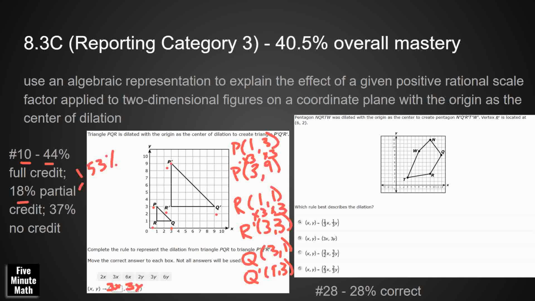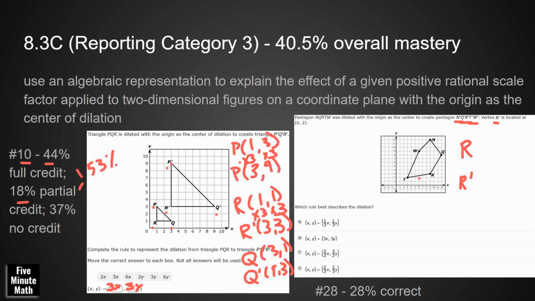That was the difficult one because you notice only one shape is given. So this new pentagon, N prime, Q prime, R prime, T prime, W prime, is not even pictured. All they give us is a new vertex, R prime. They tell us R prime is at 6, 2. So R prime goes right there. That's all we have. Let's look at what we know about R and then what we know about R prime.